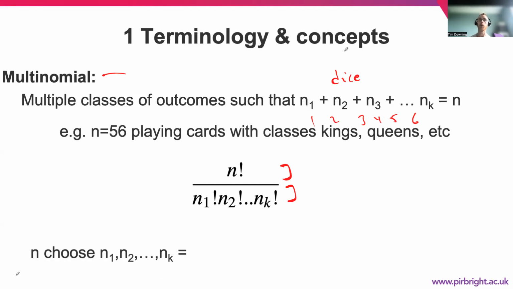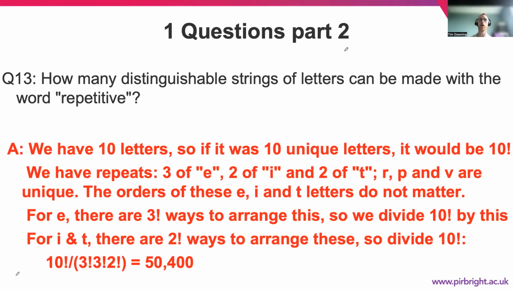So, final question in this area, we'll be looking at, for example, strings of letters, just like our bacterial names, and how many might we have where the name is repetitive. Here, if we count the letters, we have 10 letters. If we had 10 unique letters, it would be 10 factorial, but it's not. We've got 3 repeats of E, a bit like if we were assembling DNA sequences. We've got 2 I's, and then 2 T's as well. R, P, and B are unique.